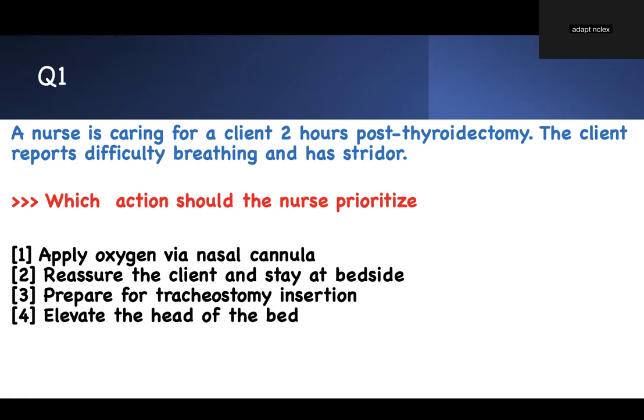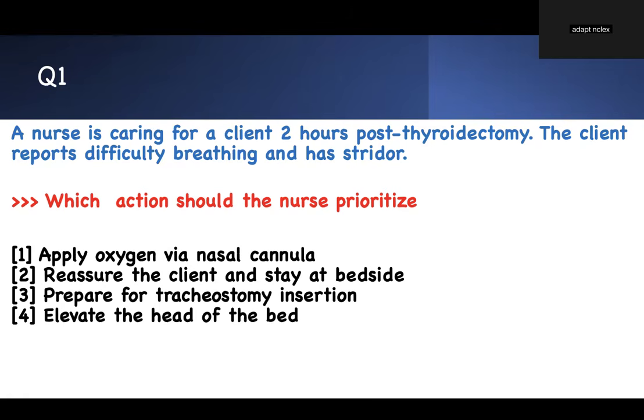Like I said, don't make it difficult. The answers will look the same. But if you have to pick one, do you give the patient oxygen? Do you reassure the client and stay at the bedside? Or do you prepare for tracheostomy insertion and elevate the head of the bed? What do you think? What are you going to do?